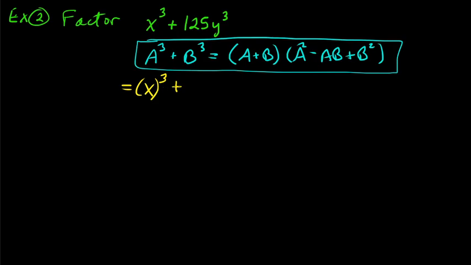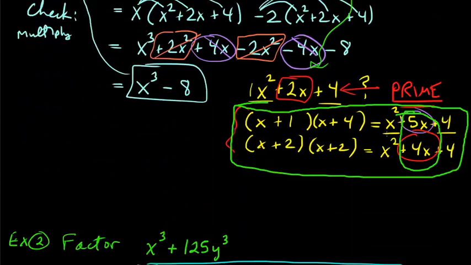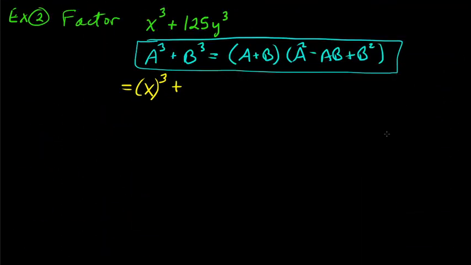Now the b here is a little trickier. 125, here it is. 125 is a perfect cube, right? It's 5 cubed, 5 times 5 times 5. So this is going to be 5 times y cubed, right? So I did skip this step here. This is 5 cubed times y cubed, but that's the same as 5y cubed.